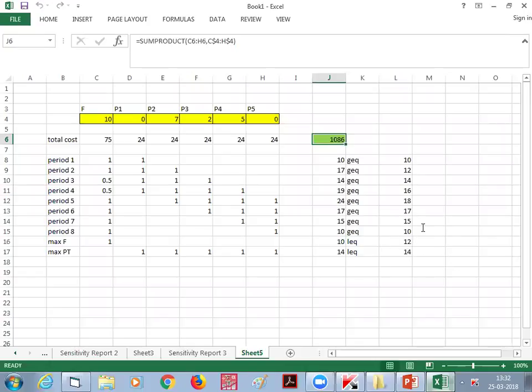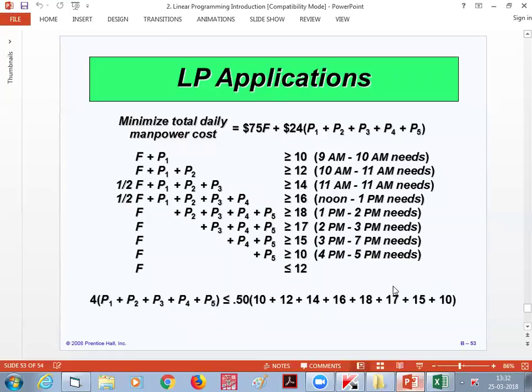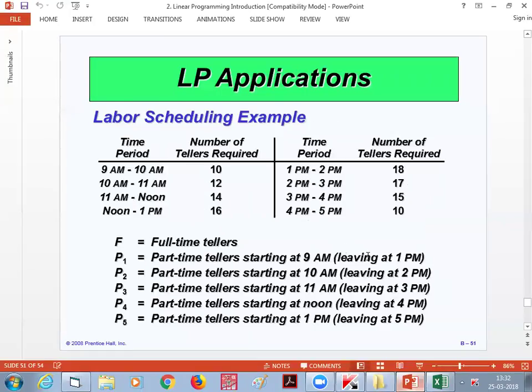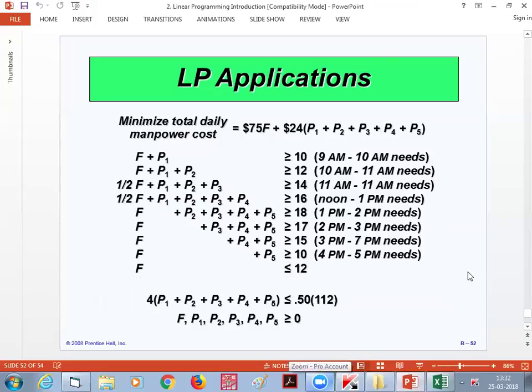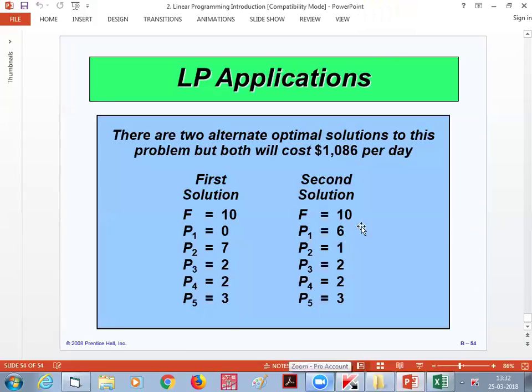So why are the last two less than or equal to? Yes, I think that came from the problem. It wasn't mentioned here, so unfortunately we don't have the problem itself, but the problem should have mentioned the maximum number of full-timers and the maximum allowable time given for part-time. I think that's what these two are. So that's why it's a less than or equal to.